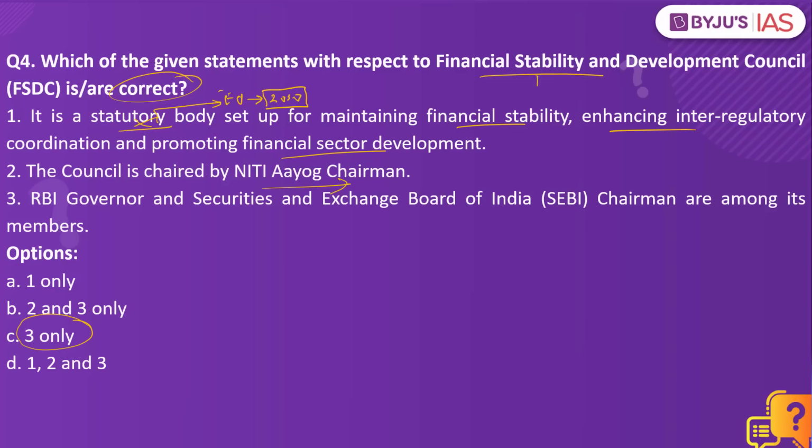Since the Financial Stability and Developmental Council was created by an executive order and not as a statutory law, the first statement is wrong. The council is chaired by the Niti Aayog Chairman. This once again is wrong. Why? Because it is headed by the Union Finance Minister and not the Chairman of Niti Aayog. And when it comes to the third statement, yes, it does have the RBI Governor and the Securities and Exchange Board of India Chairman as part of its members.